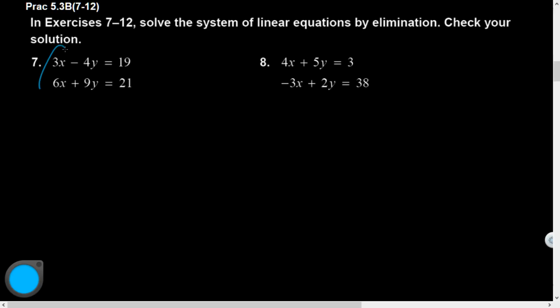All right, looking for opposite x's. What does 3 and 6 both go into? 6. It's got to be a number bigger than or equal to both of them. So let's see, 3 goes into 6 twice, 6 goes into 6 once. But before I commit to this 6, because I don't know if I want to, how about these y's? What do both 9 and 4 go into?